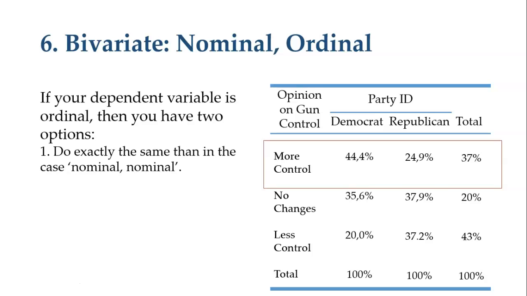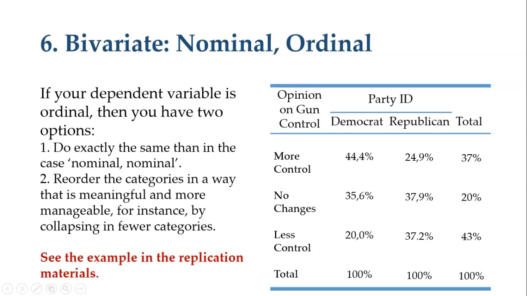The basic idea or the takeaway of this is to treat it as a nominal variable, as what we learned in the nominal version of the figure. For instance, you can select one of the values of your dependent variable that you're more interested in. Imagine that your hypothesis is that Democrats tend to support more control. So you're going to focus on more control, and you're just going to graph this row.